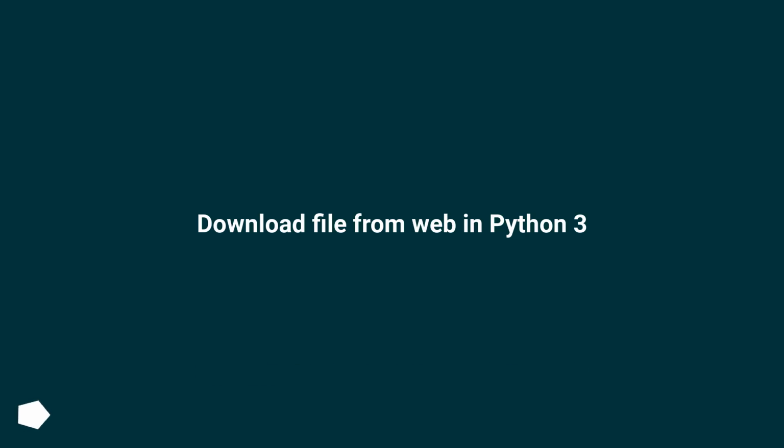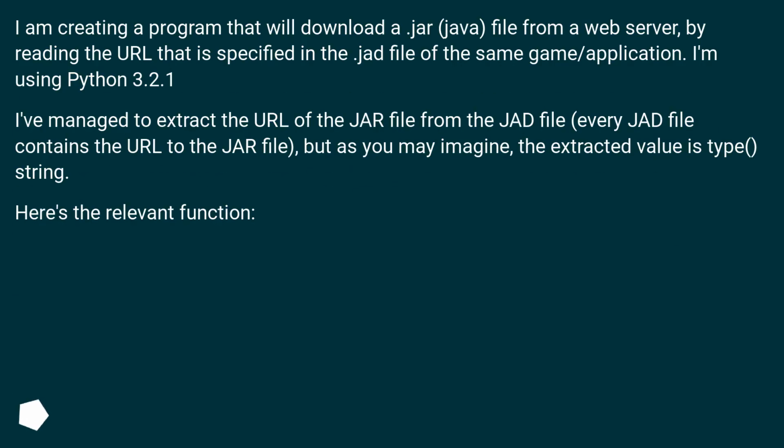Download file from web in Python 3. I am creating a program that will download a Java file from a web server by reading the URL that is specified in the JAD file of the same game/application. I'm using Python 3.2.1.